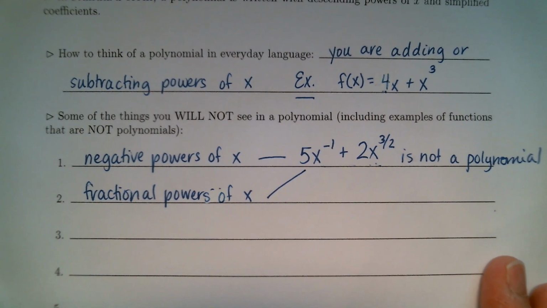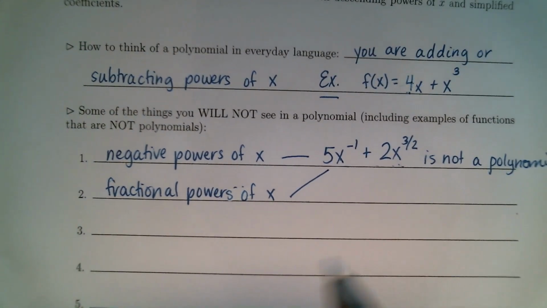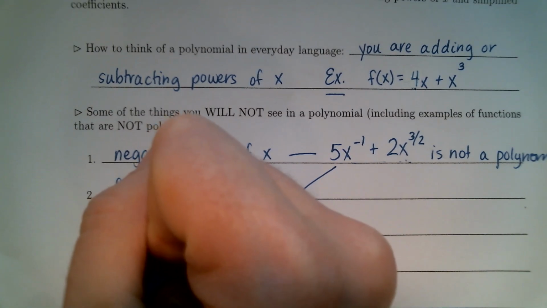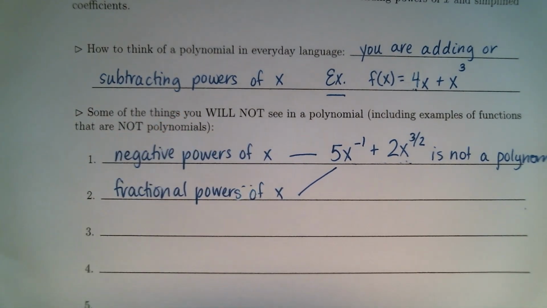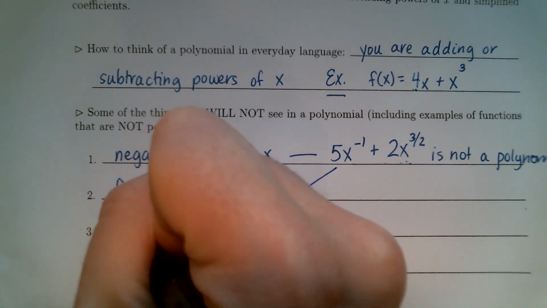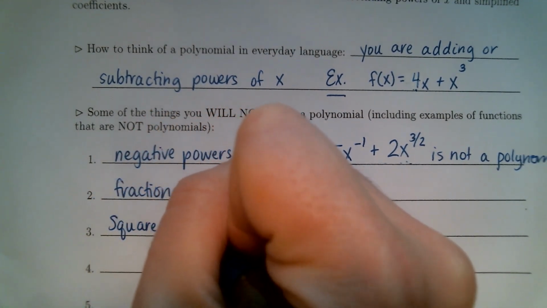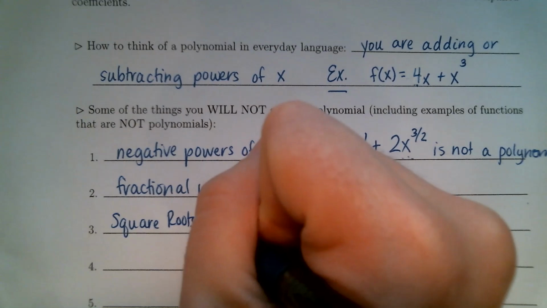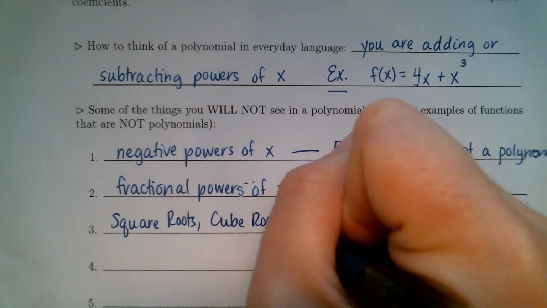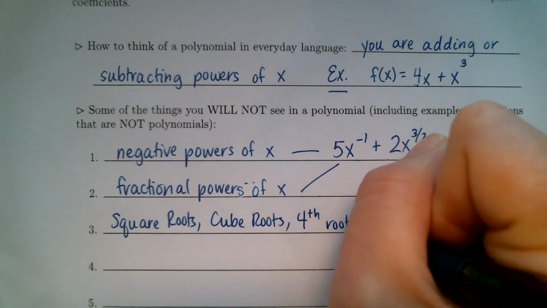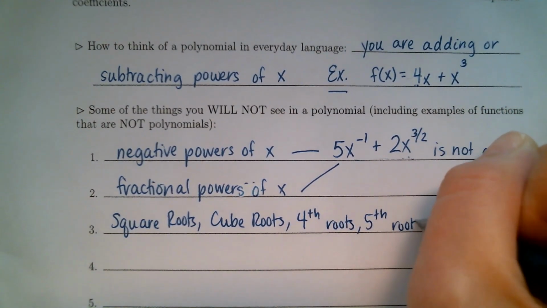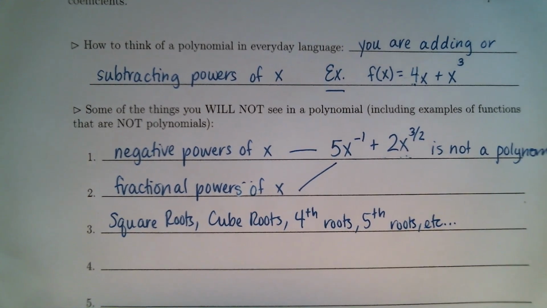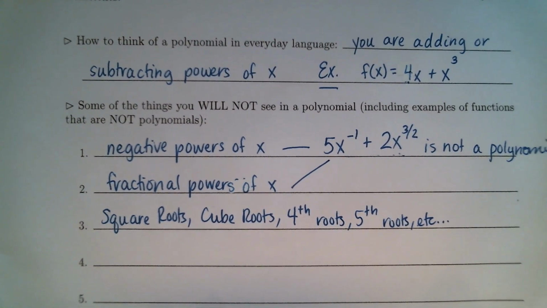All right, so something else you are not going to see: you are not going to see any square roots. We talked about that when we did domain. We said you couldn't have a square root because that would prevent it from being a polynomial. But you also can't have any cube roots or fourth roots or fifth roots and so on, et cetera. You can't have any kind of roots. Remember, roots are also called radicals. You cannot have those at all.